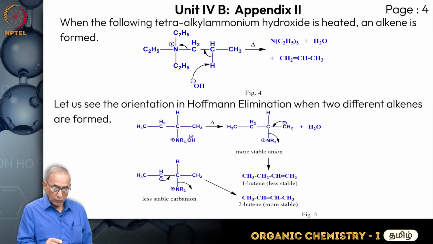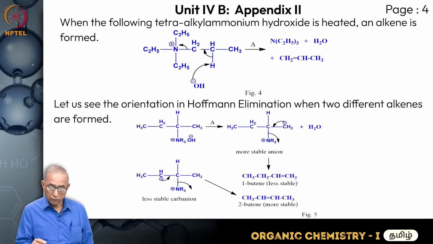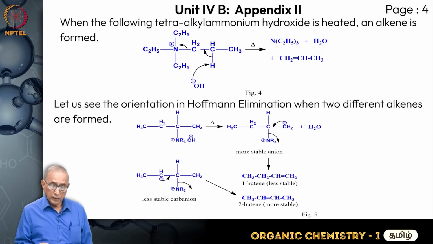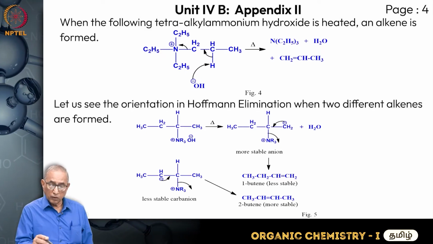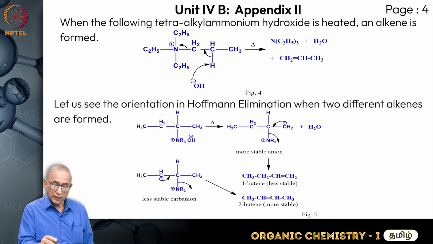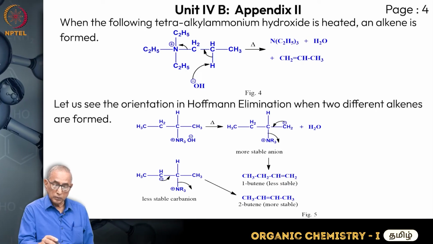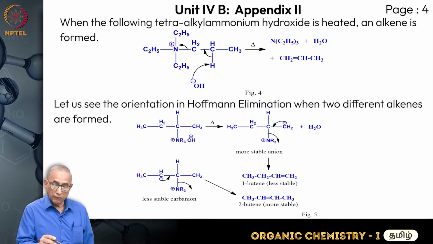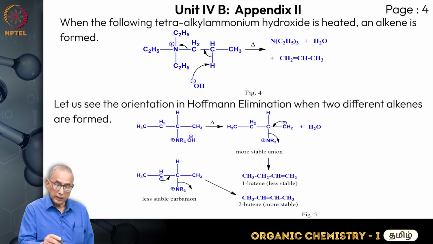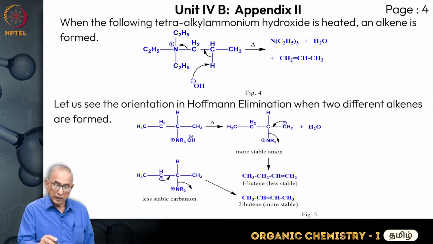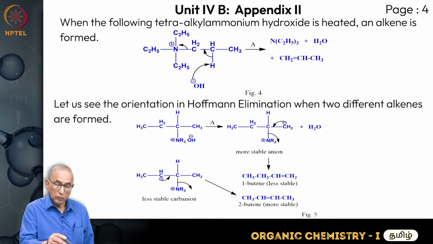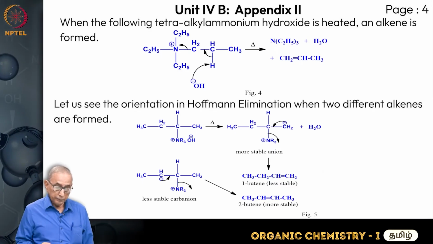Now, let us see the orientation in Hofmann elimination when 2 different alkenes can be formed. Here only 1 alkene can be formed, by abstraction of this. If you abstract here, there is no leaving group. So, the other alkene cannot be formed here. So, only this hydrogen can be removed by hydroxide. When this hydrogen is removed, then that cannot move and remove the triethylamine.